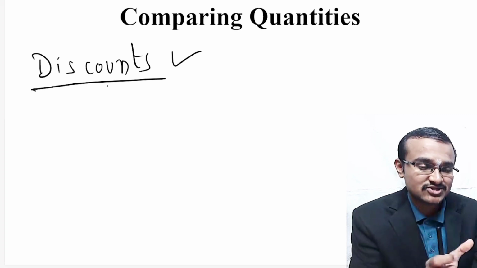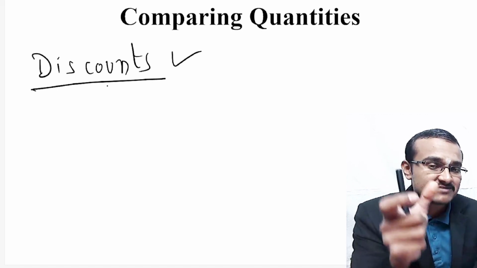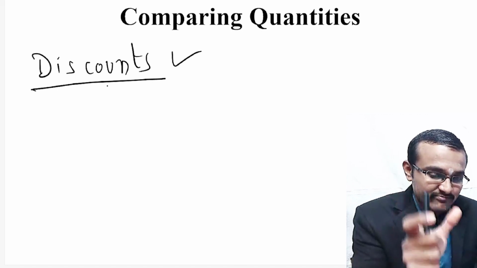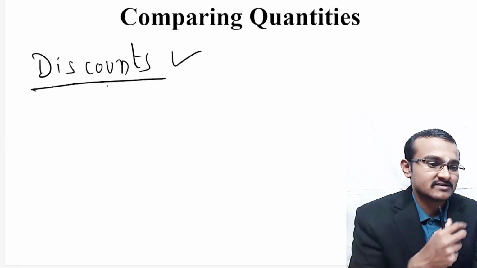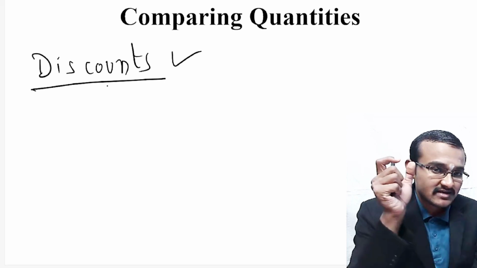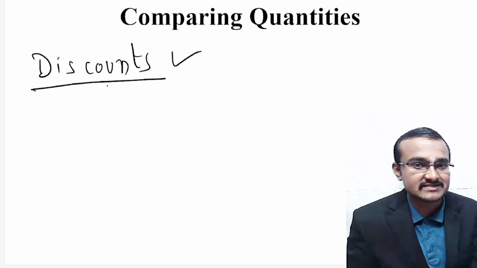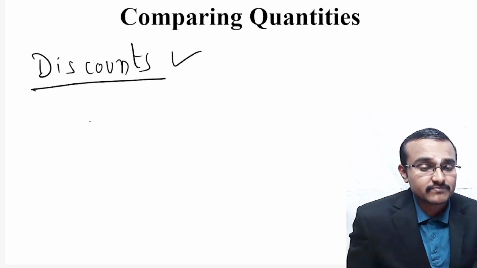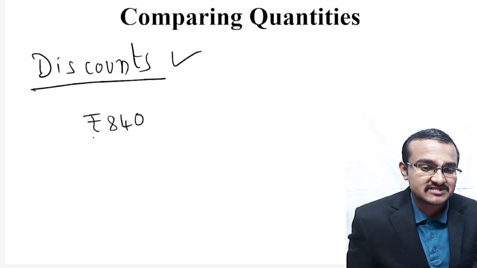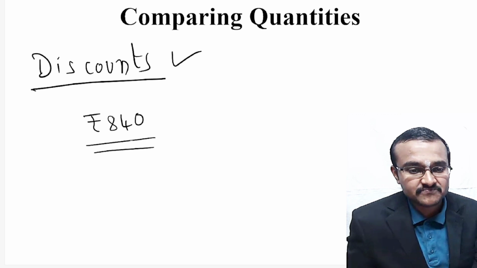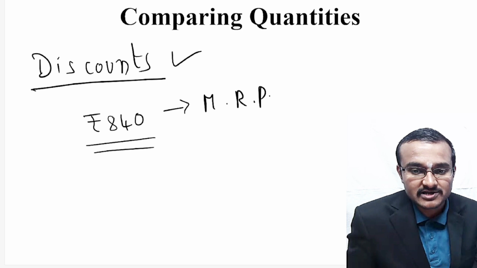So here they are actually selling a particular product for less than the maximum retail price which is there for that particular product. So whatever the difference is between the sale price and the MRP of that particular product, if you take the difference of that, that will be the discount. So let's say in a particular shop there is a product which actually costs 840 rupees, and this is the MRP of that particular product.